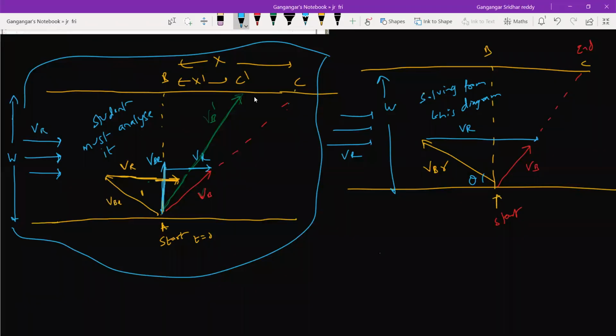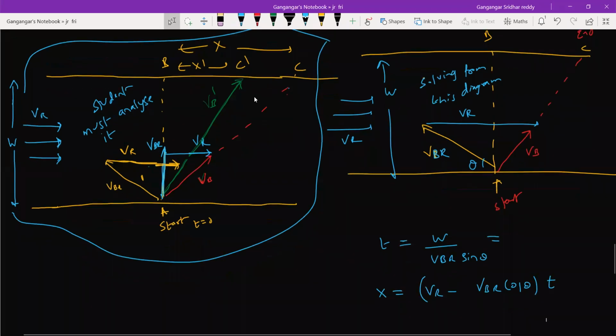Okay, now there's a time taken: W by VBR sine theta. Okay, now what is the expression for drift? VR minus VBR cos theta into T. Shall I write directly? VR minus VBR cos theta, this one.